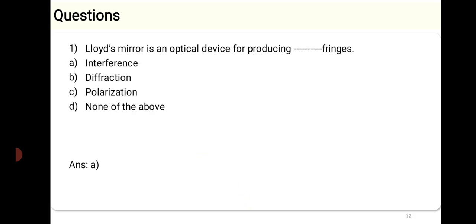Okay, we shall discuss some questions on the session. Question number 1. Lloyd's mirror is an optical device for producing dash fringes. Option A, interference. Option B, diffraction. Option C, polarization. Option D, none of the above. Lloyd's mirror is an optical device that produces interference fringes. Therefore, the answer is option A, interference.